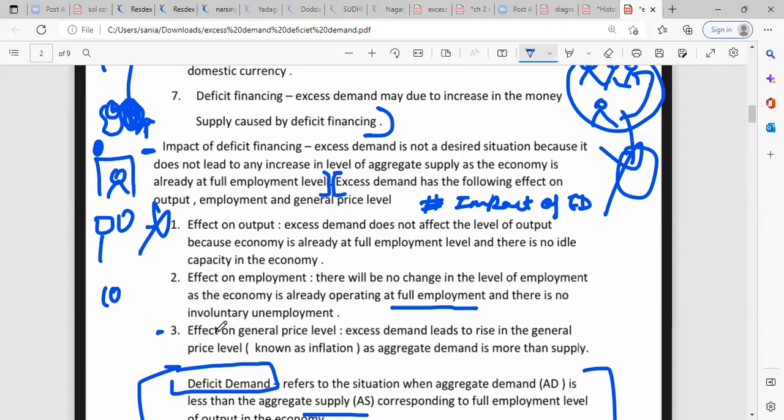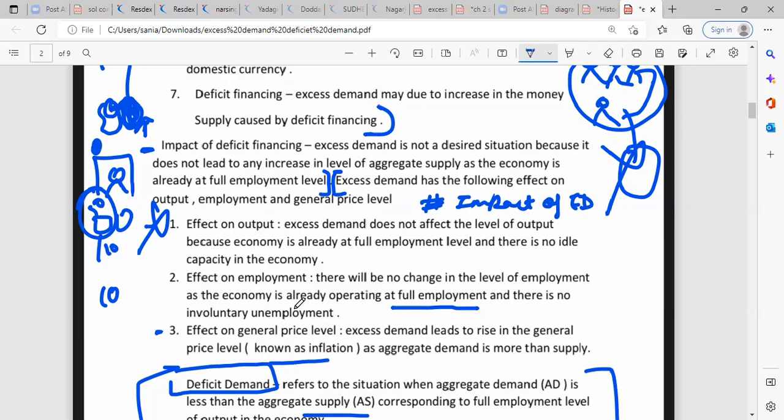And general price. Excess demand leads to a rise in the general price, known as inflation. When lots of people demand, earlier the price of chocolate was 10 rupees, but now I saw 10 people are coming, so I said 50 rupees, right? So as aggregate demand is more than the supply, output no change, employment no change, but general price it does affect. Clear?